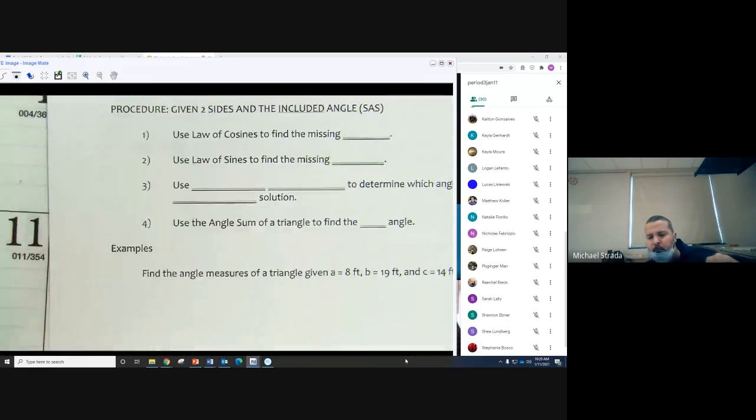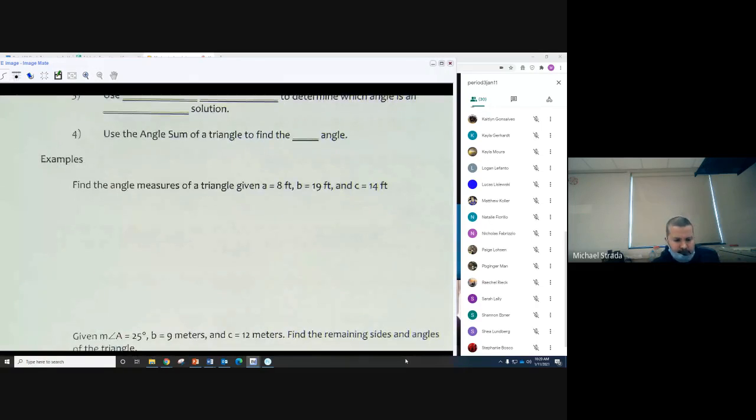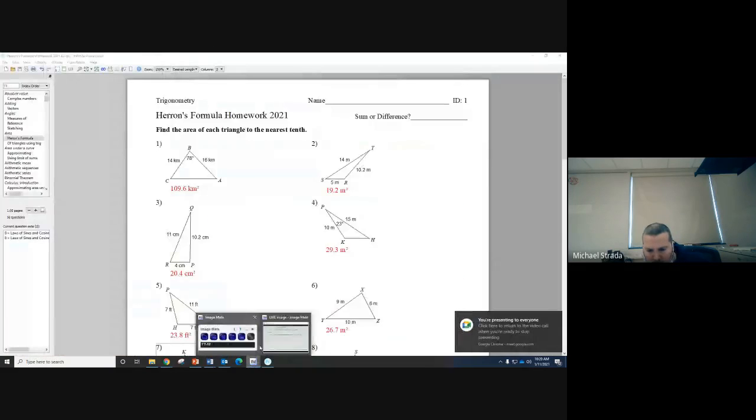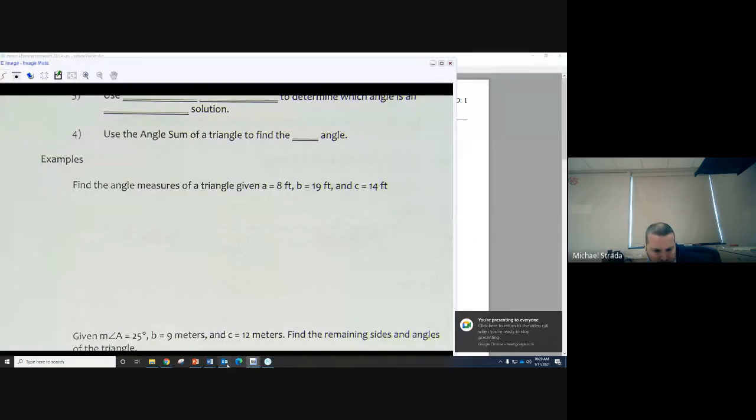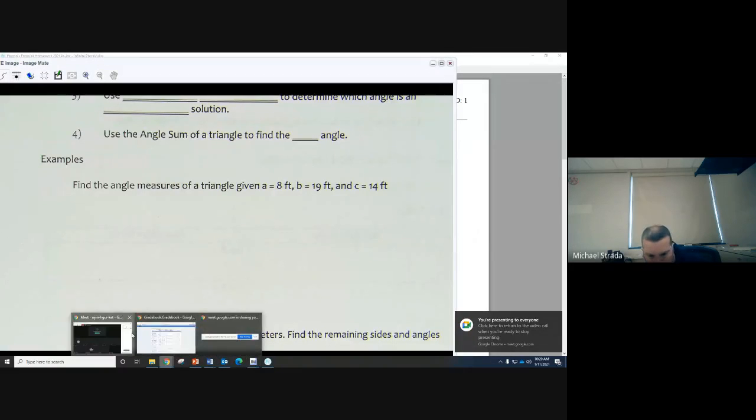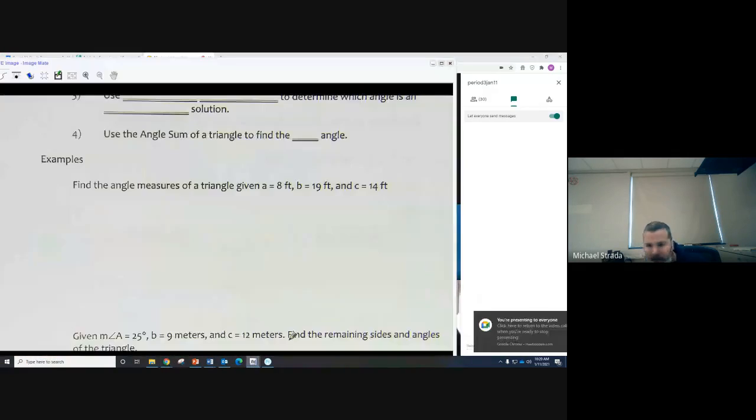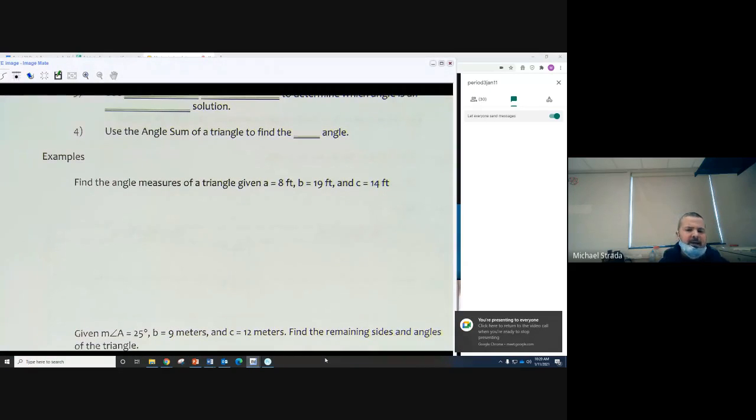Okay, so example one: find the angle measures of a triangle given A equals 8 feet, B equals 19 feet, and C equals 14 feet.